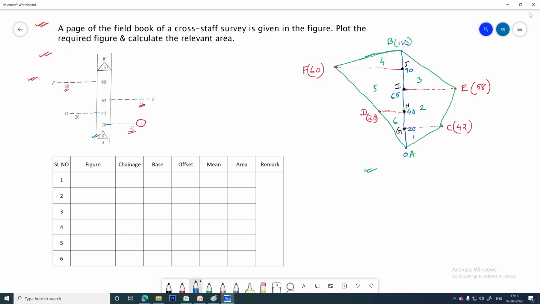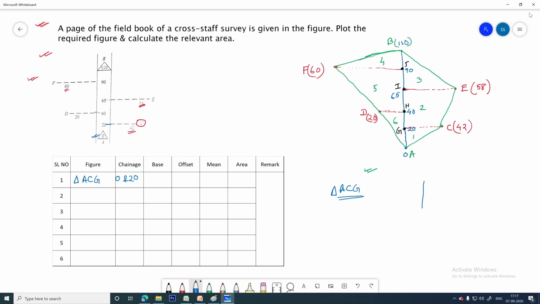So let us consider the triangle ACG. From this triangle ACG, we can write here the figure triangle ACG, and what is the value of the chain edge? The starting point is 0 and the final ending point is 20, right? So we will write over here 0 and 20. Okay, and what is the base value? Base value means this particular value.